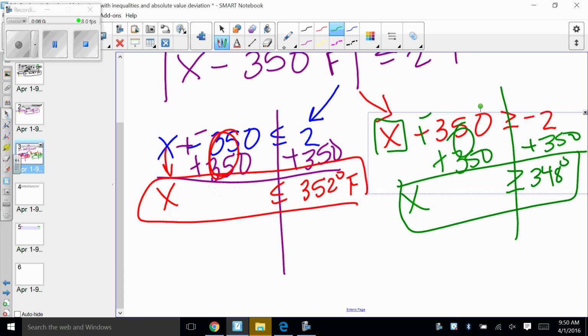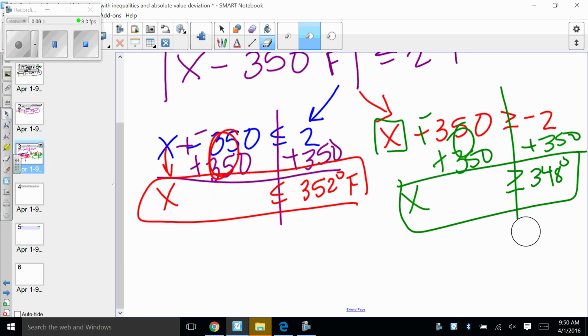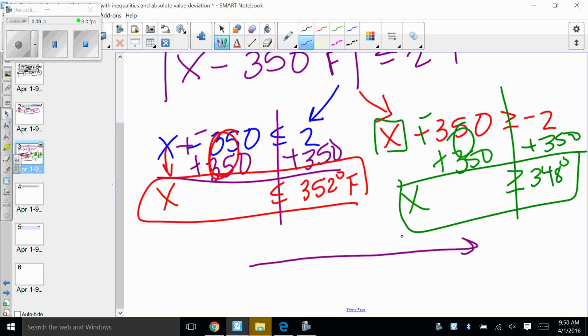So our scenario says this. The perfect pizza is 350 degrees. Not all ovens are functioning at perfect, so we have to have kind of an acceptable range where the pizza still turns out okay. 348 is our lowest temperature that we will accept. 352 is our greatest temperature that we will accept.